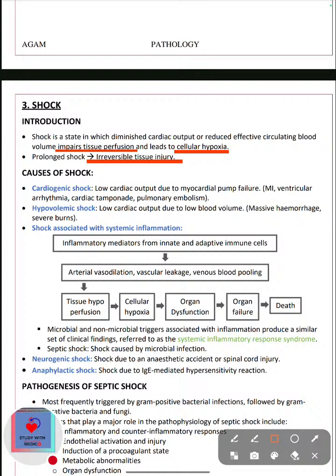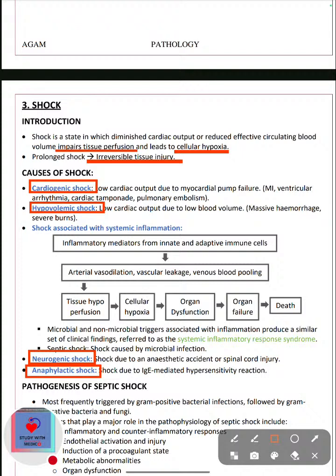Let's talk about causes of shock. There are so many causes like cardiogenic shock, hypovolemic shock, shock associated with systemic inflammation, neurogenic shock, anaphylactic shock, or septic shock. So these are the types.